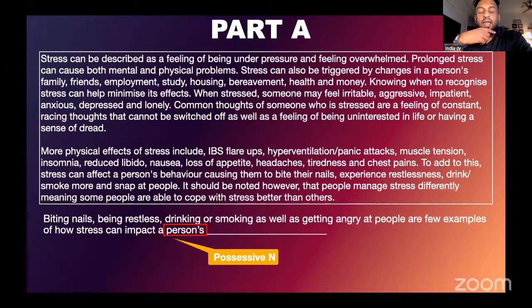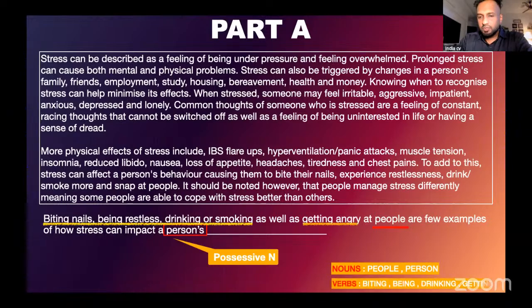Now what I'll do, I'll quickly see what kind of words are there. What are the nouns over here? I can quickly see the nouns are very few, people and person, nothing else. But I can see a lot of verbs. What did I tell you? Verb means action. Biting nails, that's an action. Being restless, action. Drinking, action. Smoking, action. All these ing words. Getting angry, that's an action. So I can see a lot of verbs over here. So my job is pretty easy.